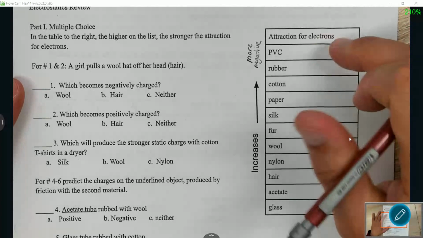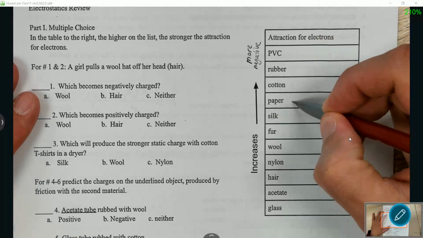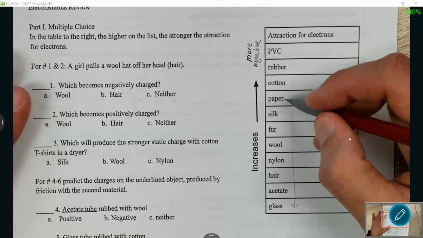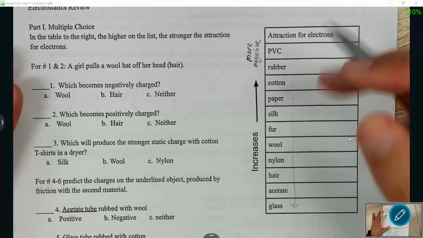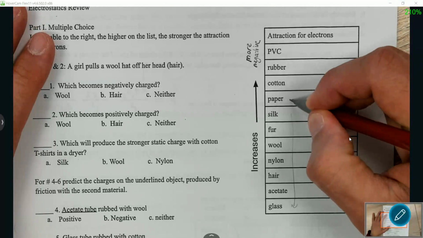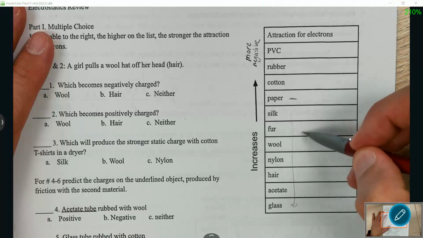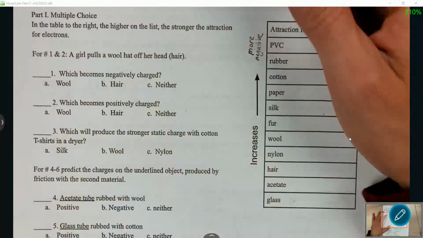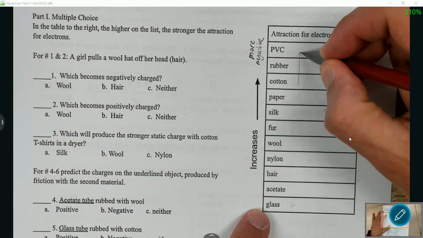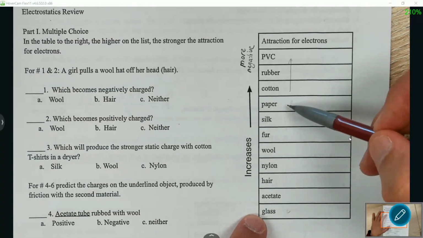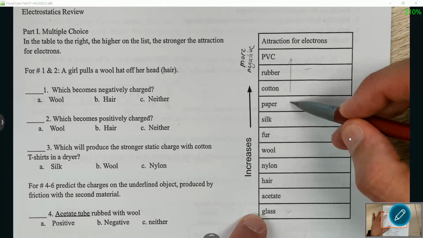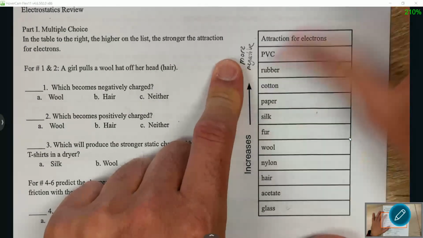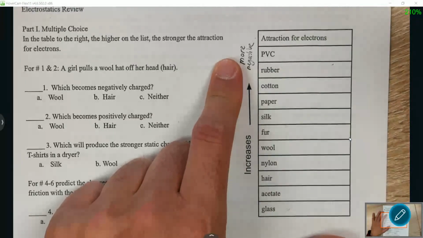So the ones that are higher up on the list are stronger. So paper is stronger than anyone else below it. So paper can take, when it rubs with silk, fur, wool, nylon, hair, acetate, glass, it's stronger. It's going to take electrons away from them, become negatively charged. Everybody underneath would become positively charged. But paper, if it's rubbed with anything above it or stronger than it, those guys would take electrons from the paper, and any one of those guys would be negative, and the paper would be left positive because it would be losing electrons. Remember, you can only gain or lose electrons, not protons.